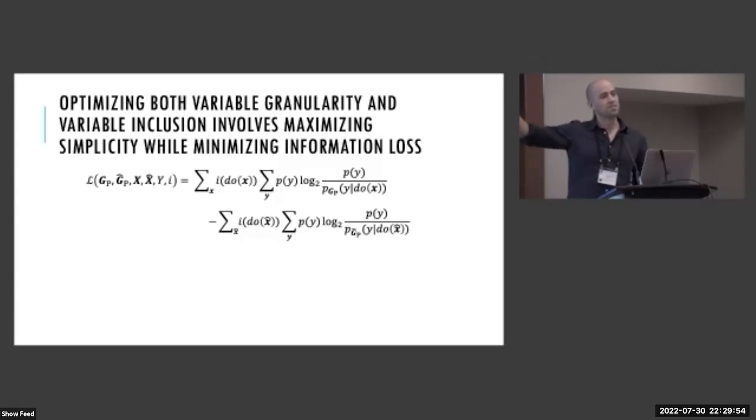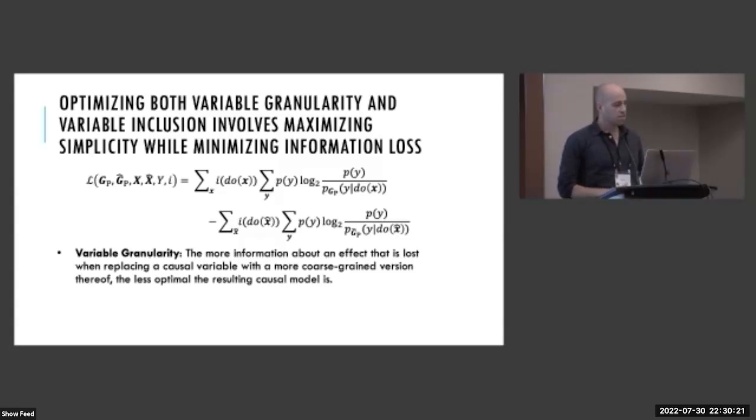Y is an effect variable that's common to both BayesNets, and I is a distribution over possible interventions on the system. And what this equation gives us is a measure of the amount of information that's lost in the move from this BayesNet G to the BayesNet G hat, where what's changing between them is these variables X and X hat, and where what we care about is the information that interventions give us about this effect variable Y, right? And so for variable granularity, you can say, well, the more information about an effect that's lost when replacing a causal variable with a more coarse-grained version of itself, the less optimal the resulting causal model is. So you want to be able to coarse-grain variables while not incurring too much information loss.